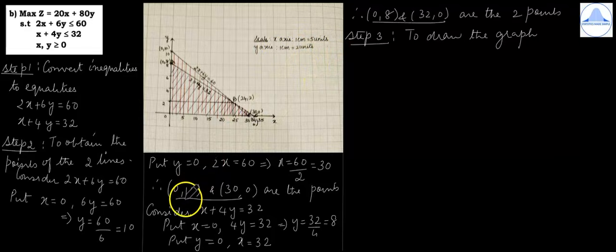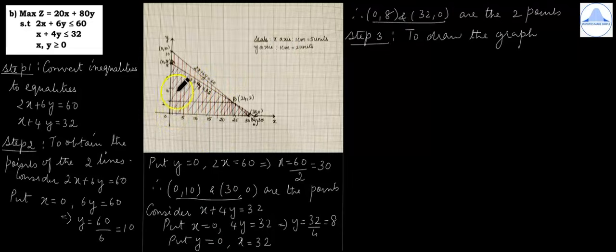So we will mark the first point, that is 0, 10. So x is 0 and y is 10, that is over here. So mark 0, 10. The other point is 30, 0. So on the x-axis you take 30 and 0 and mark it. Then join 0, 10 and 30, 0 by a straight line, and on that line you write 2x plus 6y is equal to 60.